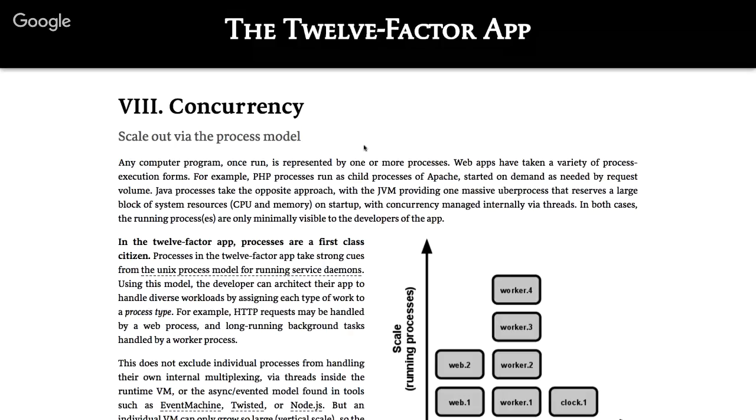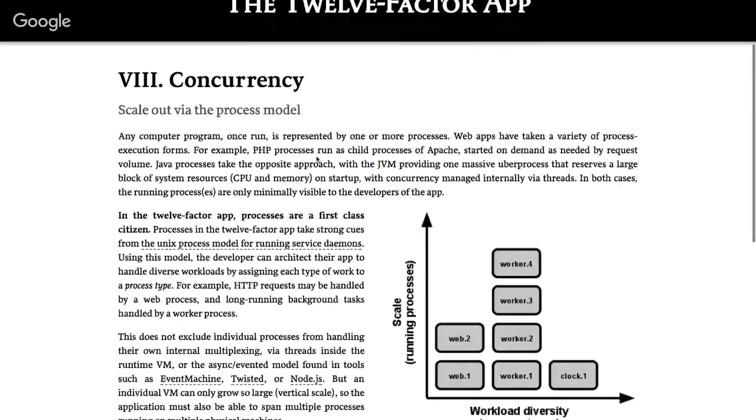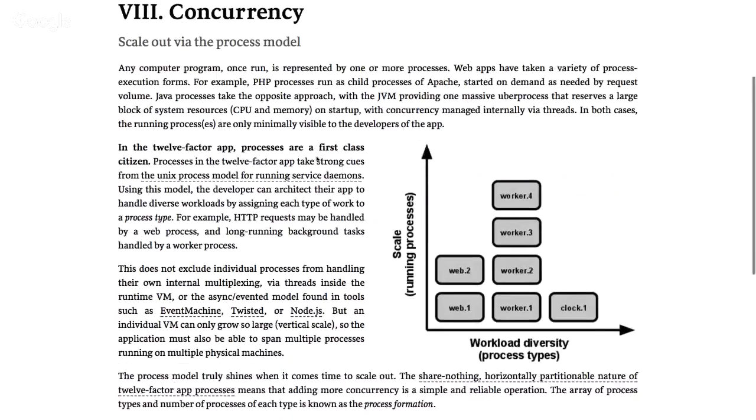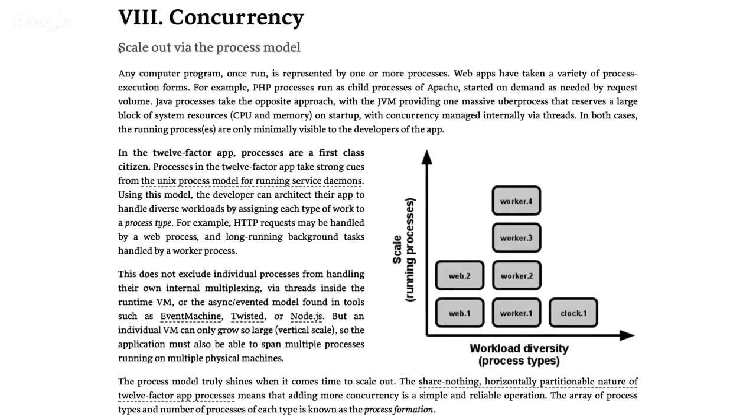I'll cover the concurrency section of the 12-factor app. Let's get started. The first thing to talk about is scale out via the process model. Let's see what that is about.